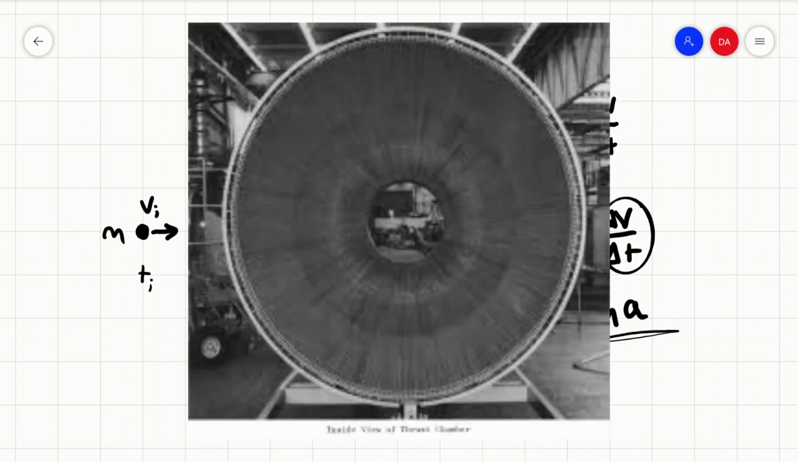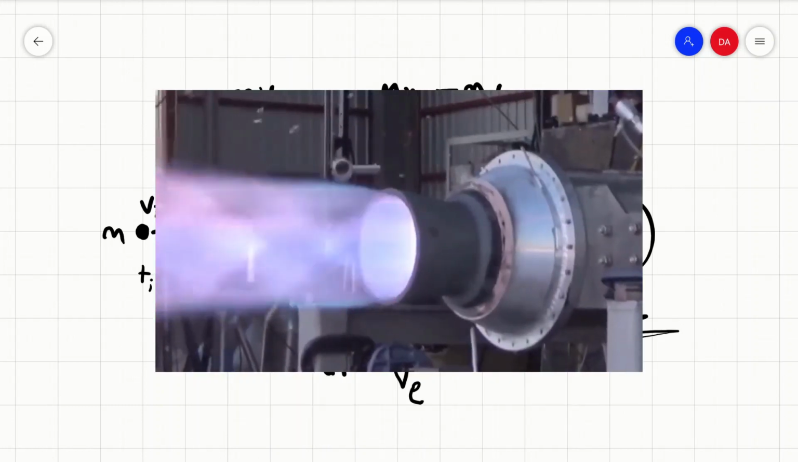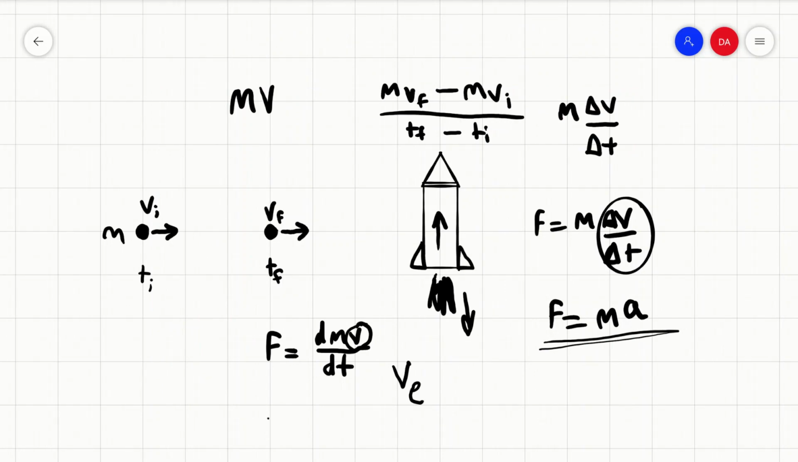In the case of a rocket, v, or the velocity of the exhaust, is fixed, it's constant, because the conditions of the engine and geometry are fixed, so V_E does not change with time. So we can rewrite this as force is equal to dm over dt times V_E. And dm/dt is equal to the mass flow rate, or the change in mass with time. This can also be written as m dot, so we can rewrite this again as F equals m dot V_E.